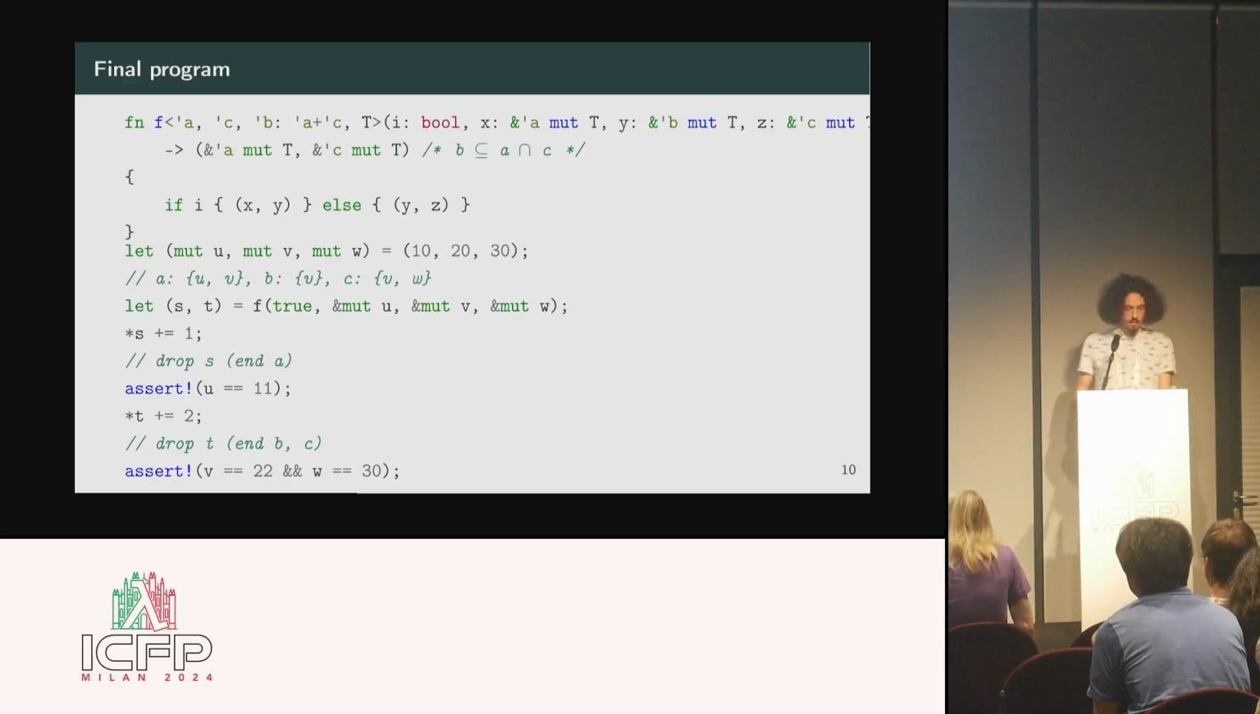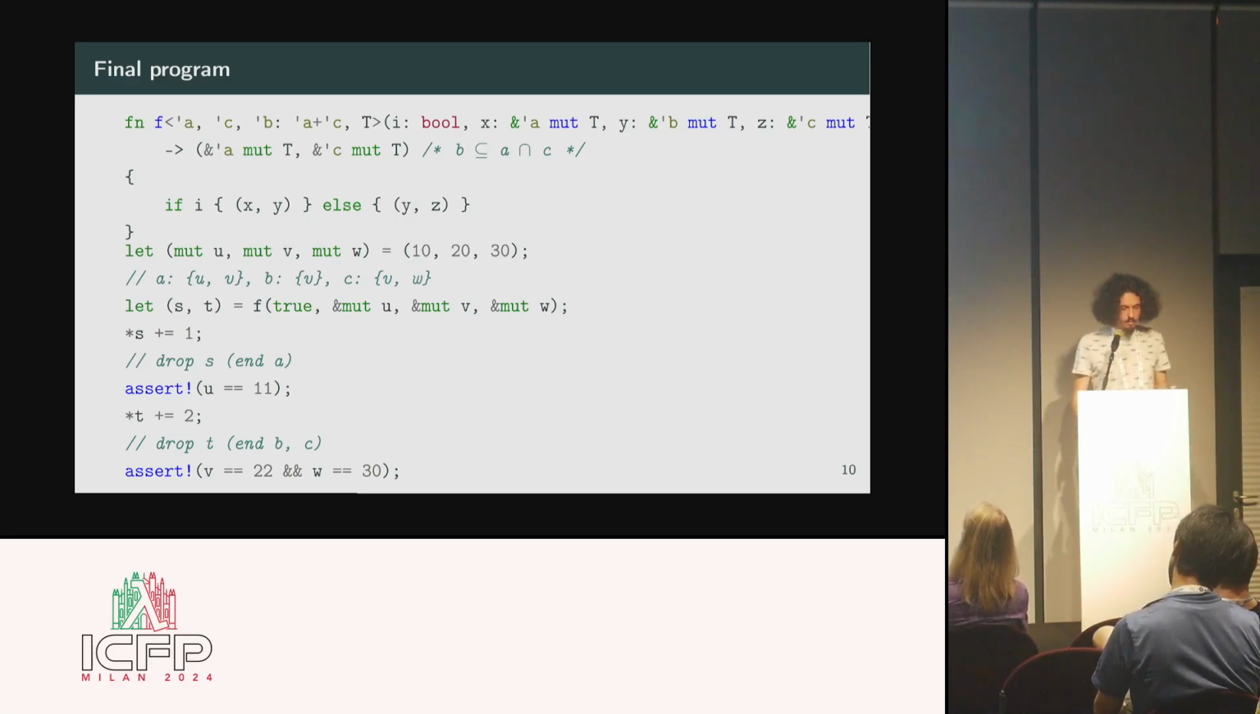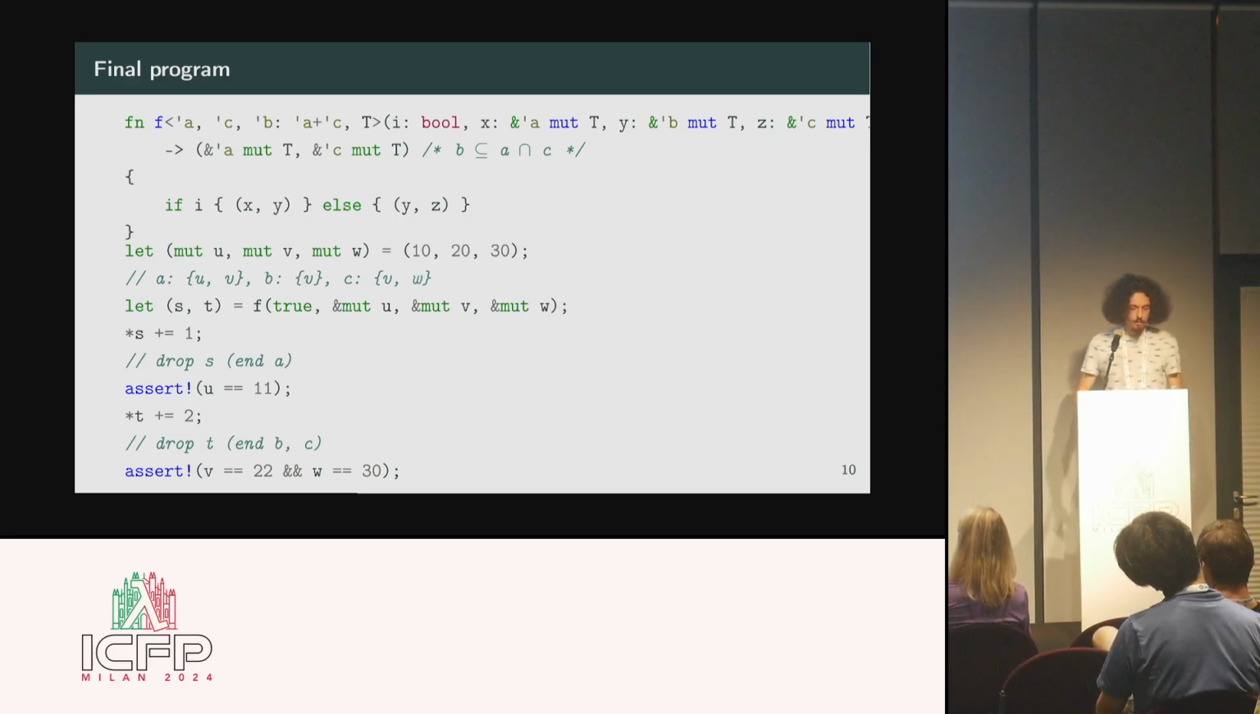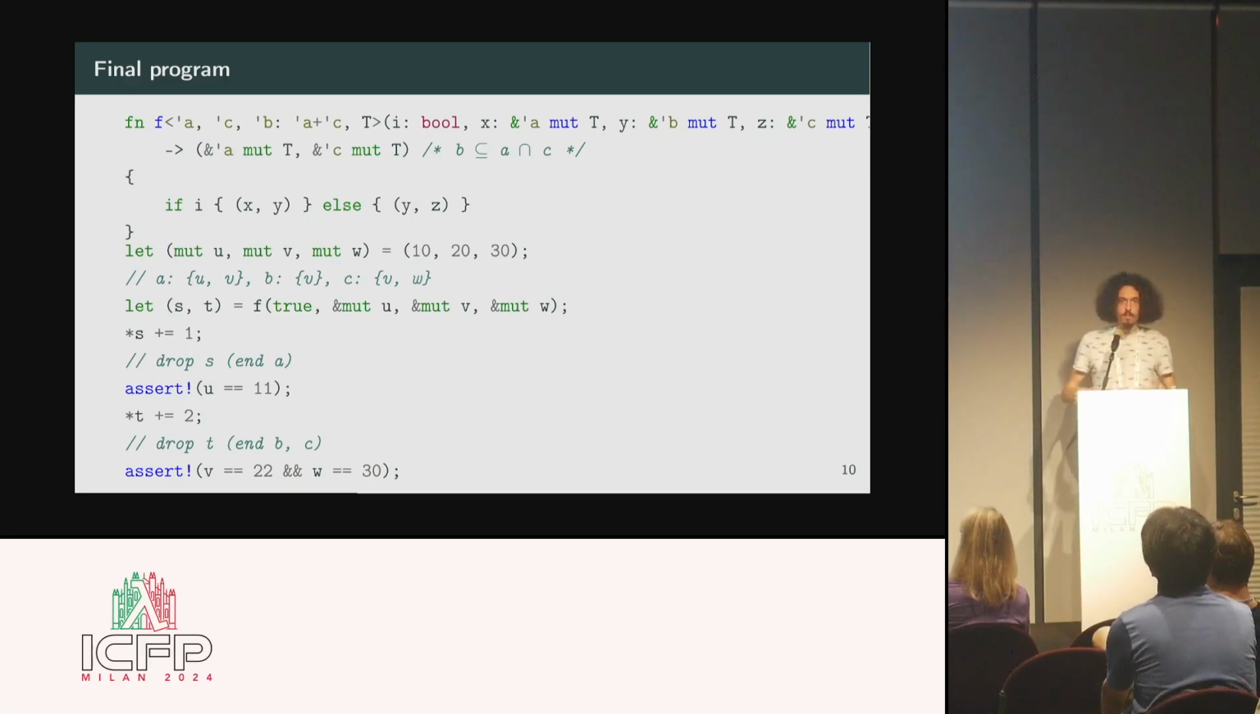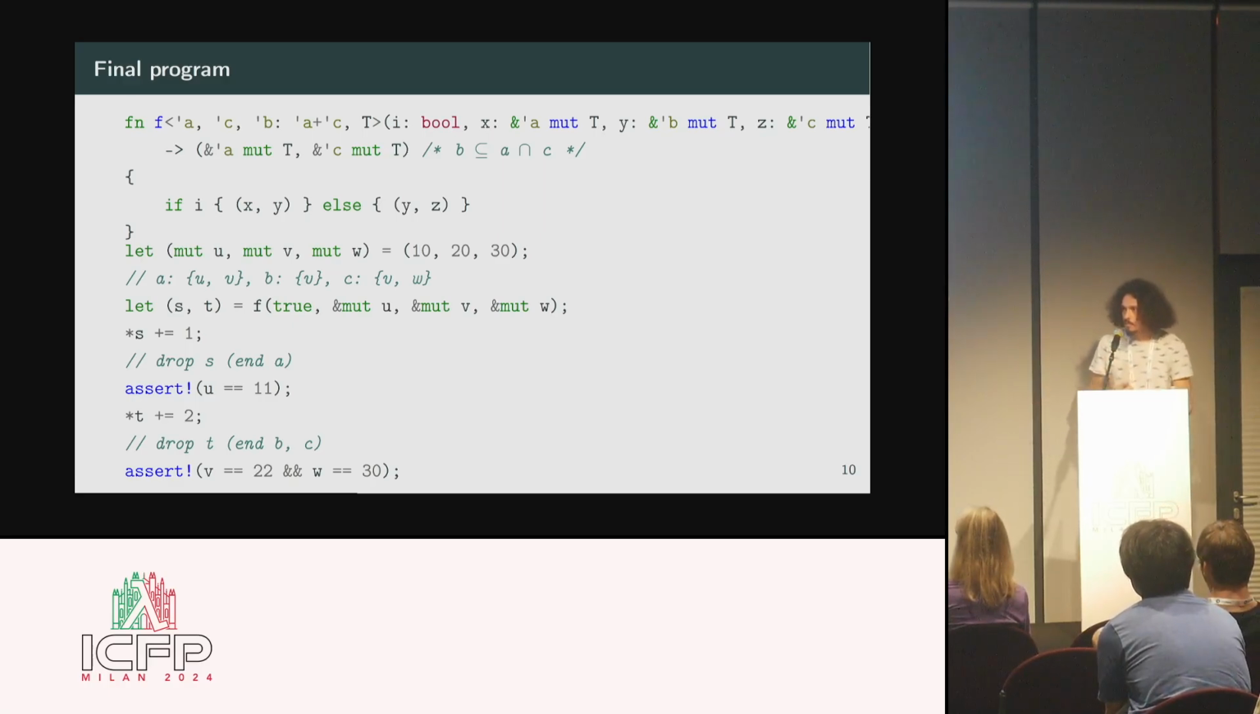So after that, I can access T again, modify its integers, and finally read the values of V and W, and that will ask me to end the two other regions, and so drop my last borrow. And at this point, we have finally everything we want to know about Rust borrow checker Polonius. Because this compiles, it's fine.